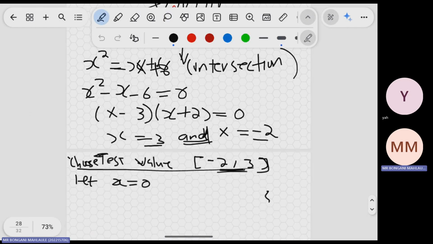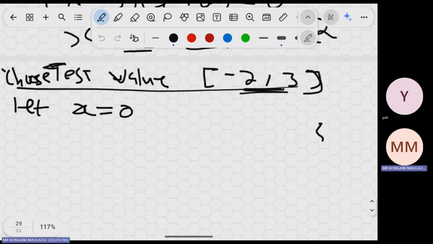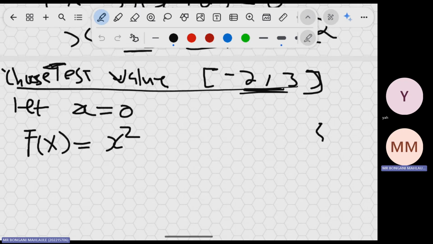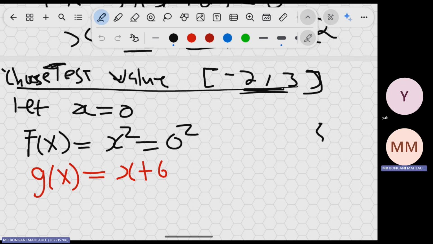So let's say you decide to let x be 0. Our equations were these. Let's name the first one, x squared, f, and the second one g. If you substitute 0, this one will be 0 squared, which is just 0. You'll get your answer as 0.